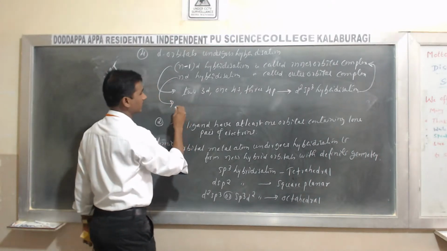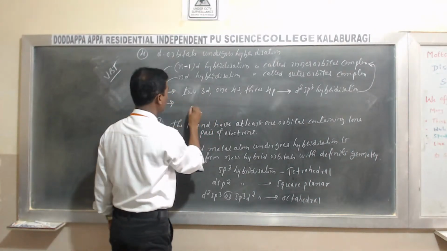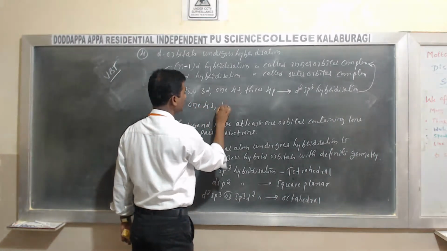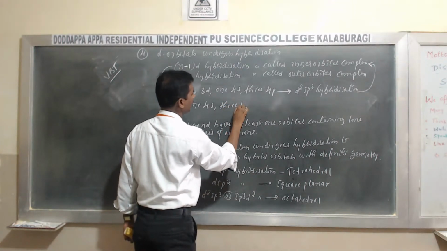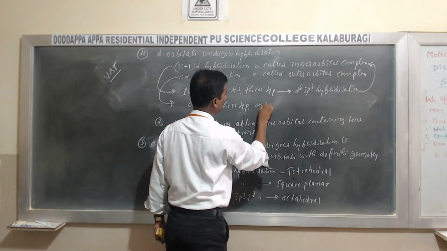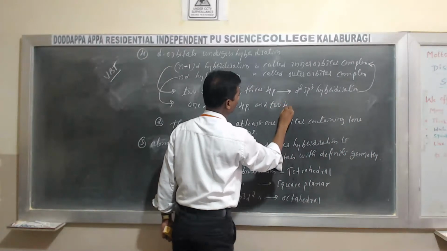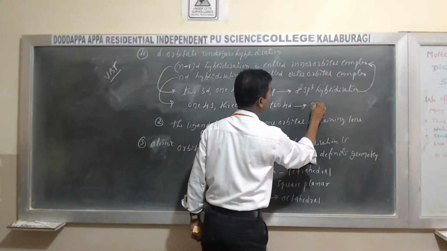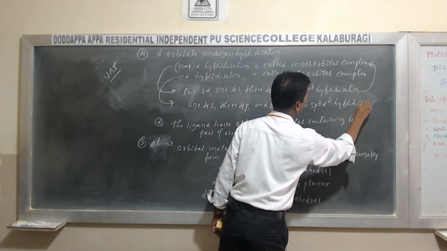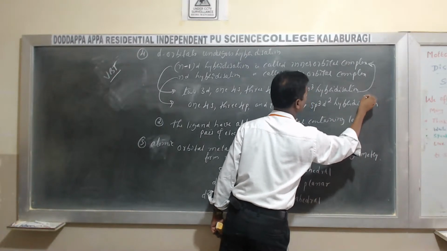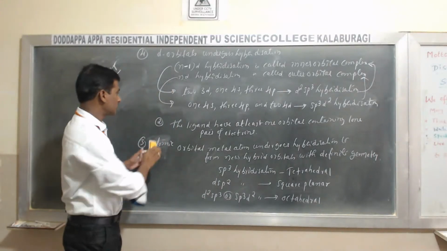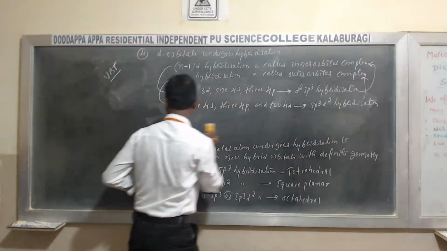Next, we take one 4s, three 4p, and two 4d orbitals. This hybridization is called sp3d2 hybridization, and sp3d2 hybridization is called an outer orbital complex. All of you listen here.